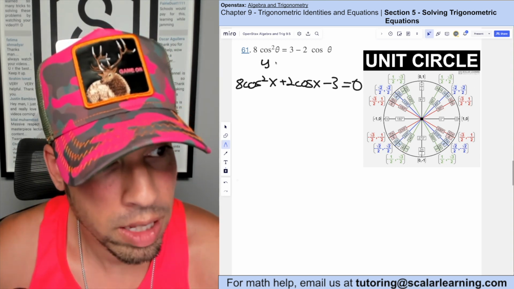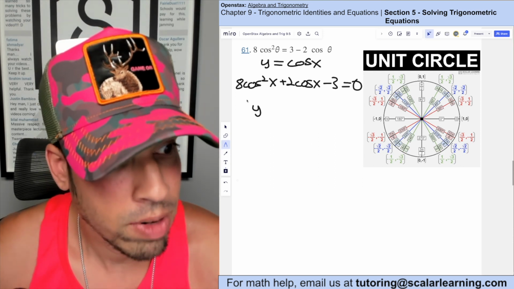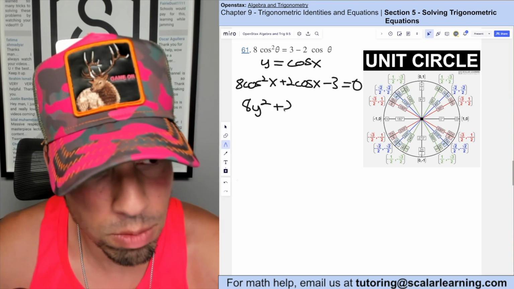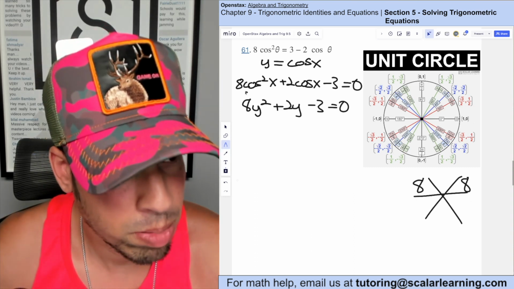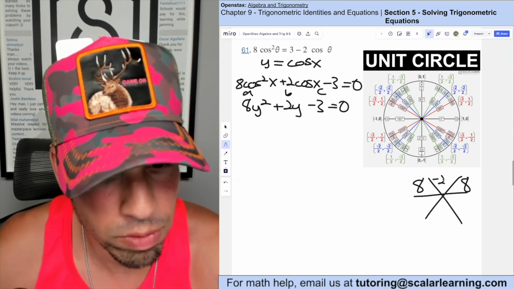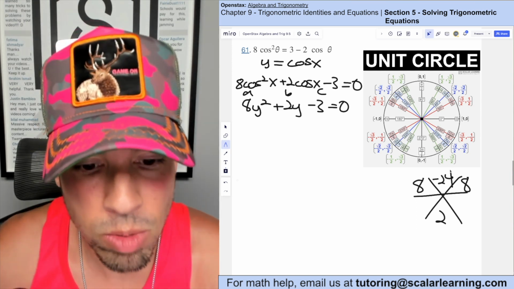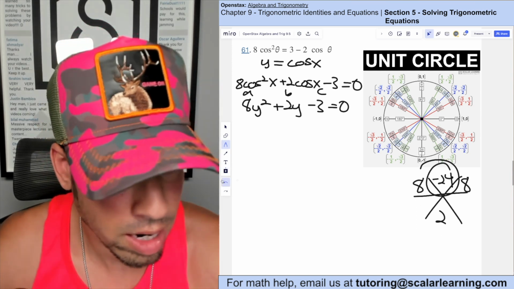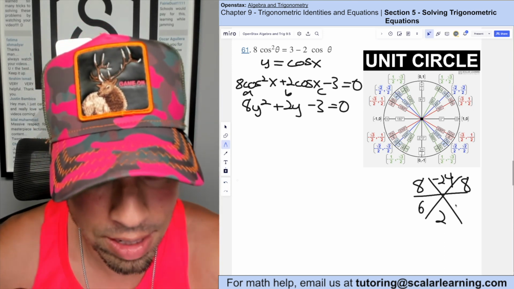Now I'm going to replace cosine of x with y of x, and we're going to see if I say 8y squared plus 2y minus 3, we're going to see if this is factorable. So using the star method, I'm going to place a, b, and c here. So a times c, negative 24, goes up here, and then positive 2 goes down here. Then the question is, are there any two numbers that multiply to this and add to this? And actually there are, which means this is factorable. And those numbers are 6 and negative 4.